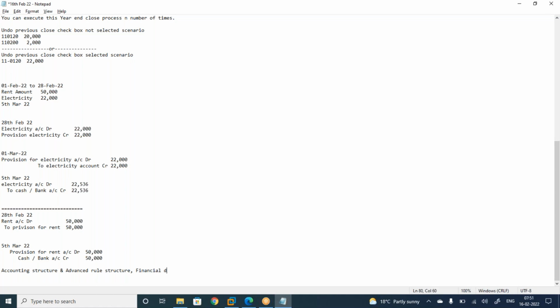Financial dimensions, anyhow, you know that one. And another topic, financial dimension sets, I need to explain. Dimension sets I have not explained. Accounting structure we have discussed, I will recap once again. And advanced rule structure I have not explained, that I need to explain. Financial dimensions we have discussed, financial dimension sets I have not discussed. It is one of the important topics. Let me recap all these things once again. You need to understand in depth. I will discuss with you tomorrow.